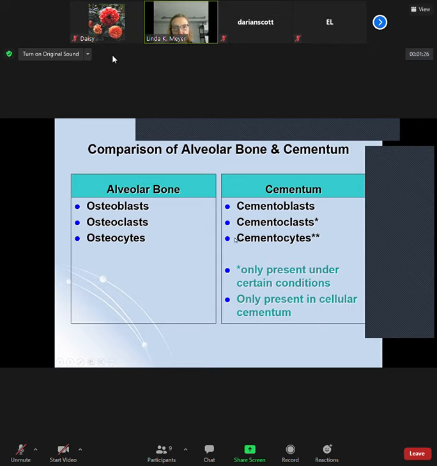Okay, so that's just an overview of the cells that are associated with alveolar bone and the counterparts that are associated with cementum. I want you to make a note that, remember we talked about in the PDL, there are also those stem cells, those cells that have not specialized yet, and they can be triggered to specialize under certain circumstances. So they could be triggered to form osteoblasts, and they could be triggered to form cementoblasts to help regenerate tissues.